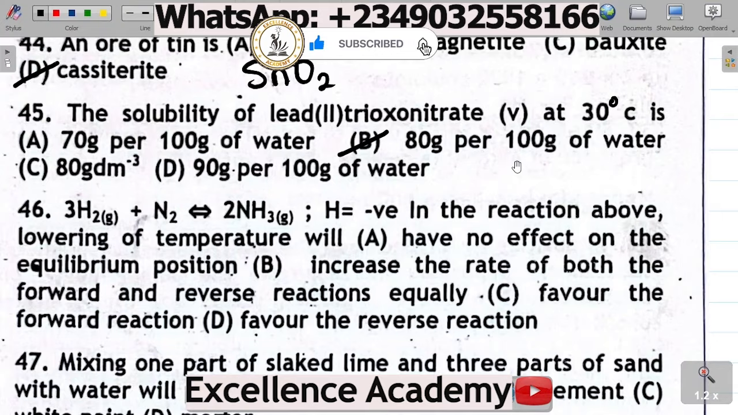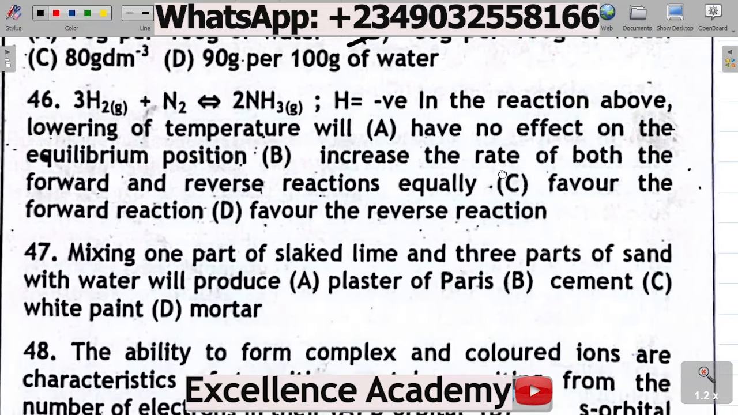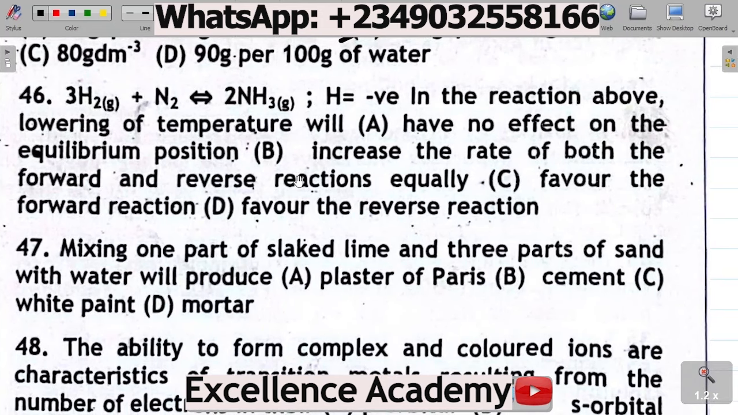What you have here is the standard solubility data value used by JAMB. So what you have here is actually a standard. Just note that what they use is 80 gram per 100 gram of water. It's a constant that is used especially for JAMB syllabus. So B is the correct answer. Next up, question number 46.